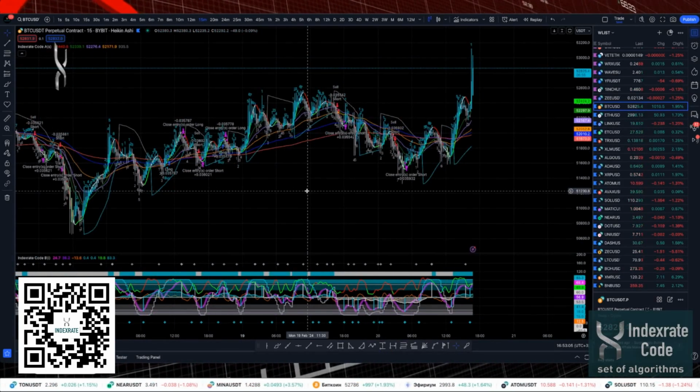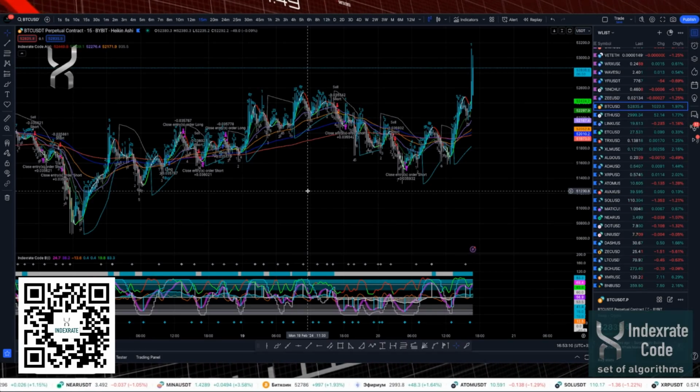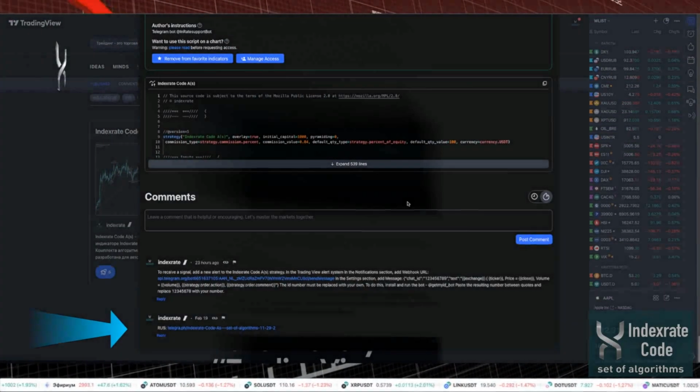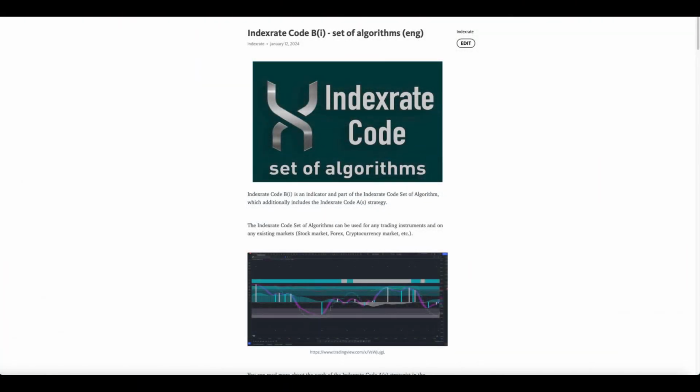Before we start reviewing the work with the indicator, I would like you to read the description of them. There are links in the comments on the TradingView platform. I recommend starting with a description of the Index RAID code indicator. All the main algorithms of this indicator are embedded in the strategy by which trading is carried out.